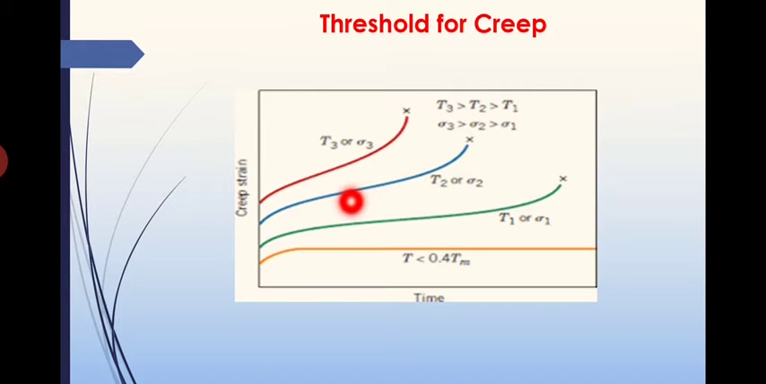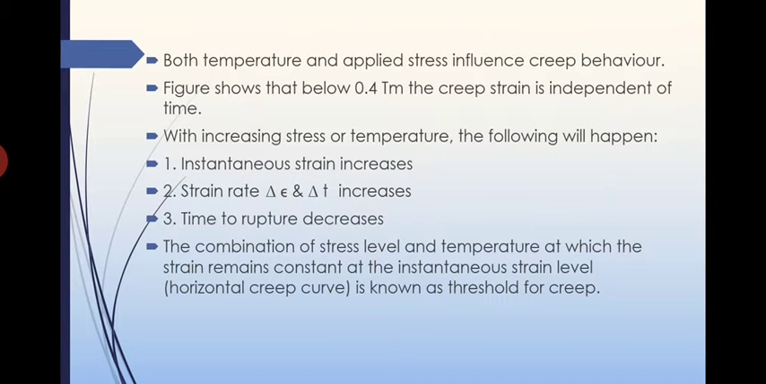Here the slope of the curve is much higher, that means the straining rate with increase in temperature will be much higher here. Compared to this blue curve, here we have a higher strain rate with respect to change in temperature. That is the meaning of this one. So now our aim is to define what is the threshold for the creep.